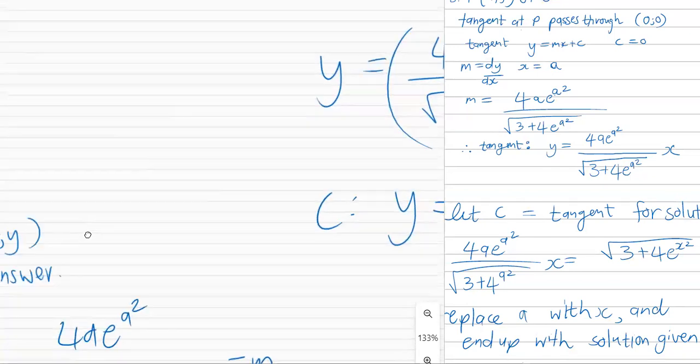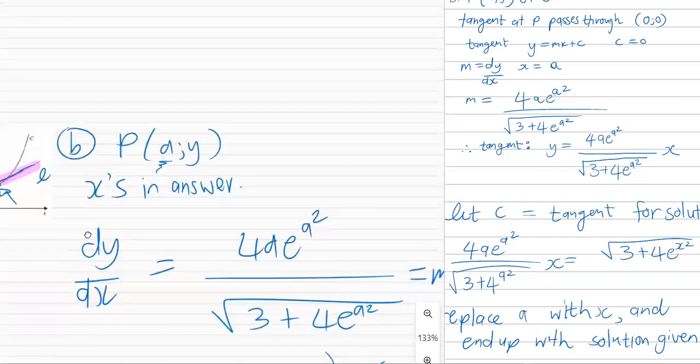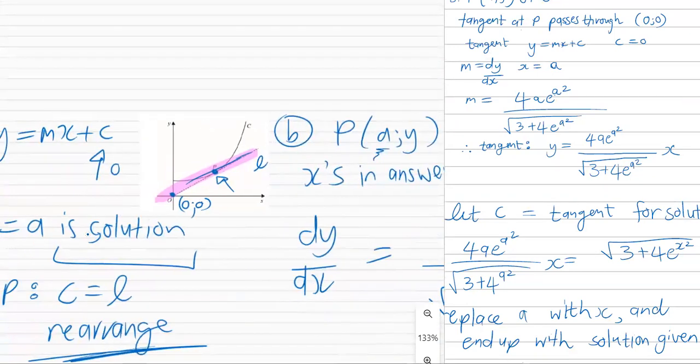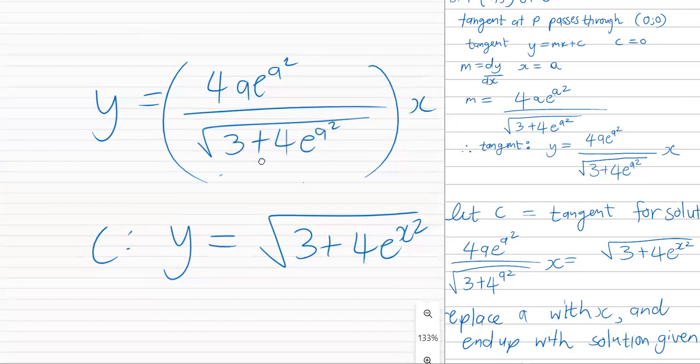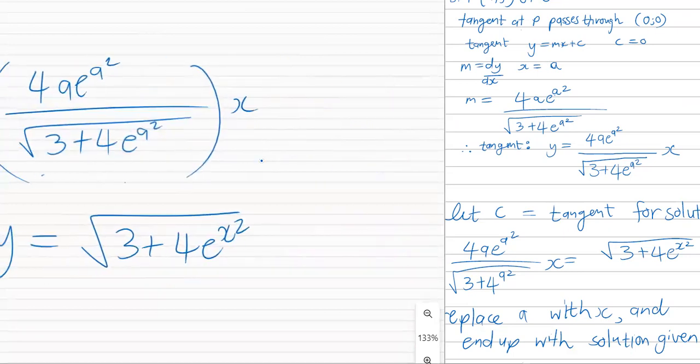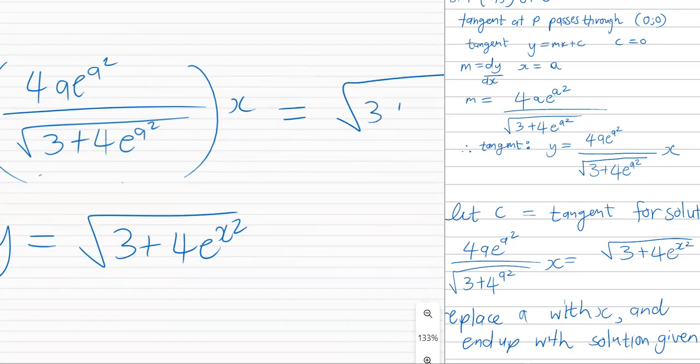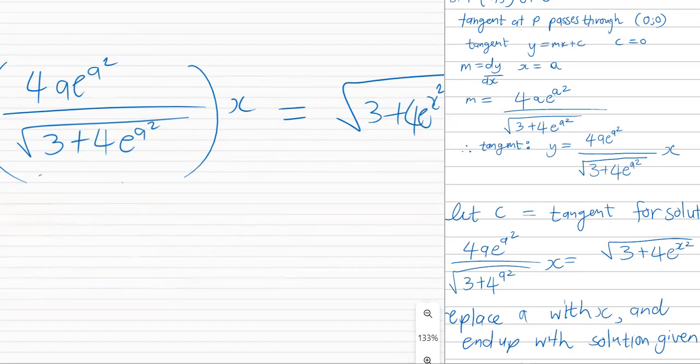Just in case that wasn't clear, the two equations are equal at that point there. So we let c equal to what I called L, which is my tangent. Okay, so if I just grab this, we're saying this is equal to the square root of 3 plus 4e to the x squared. Good.